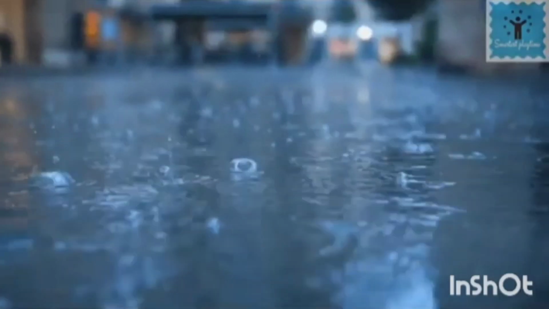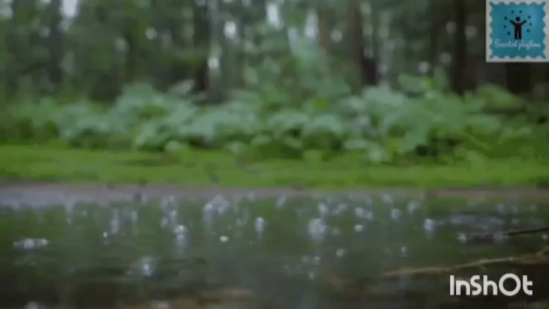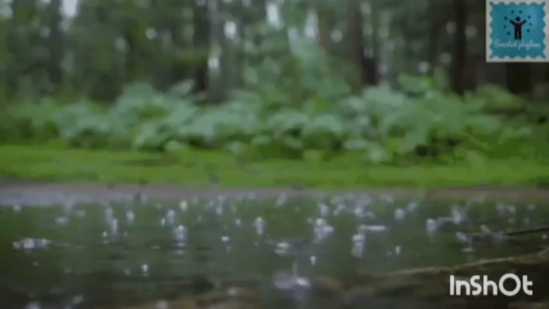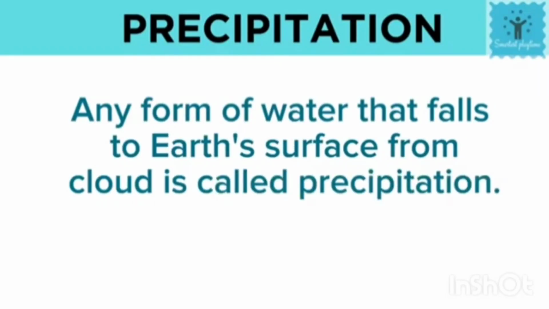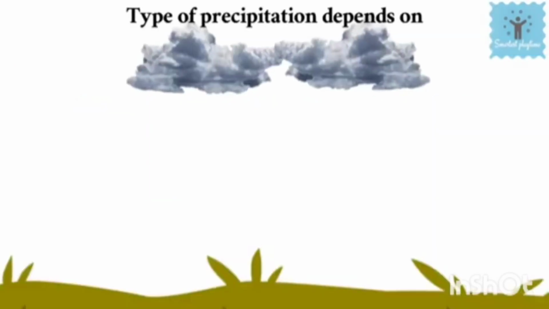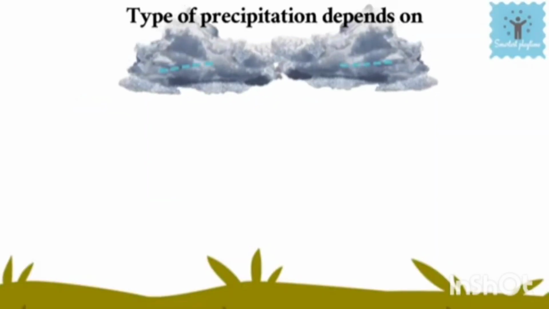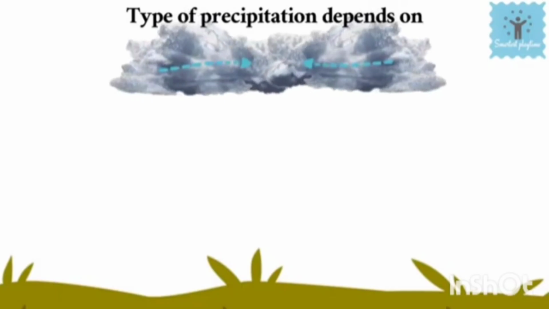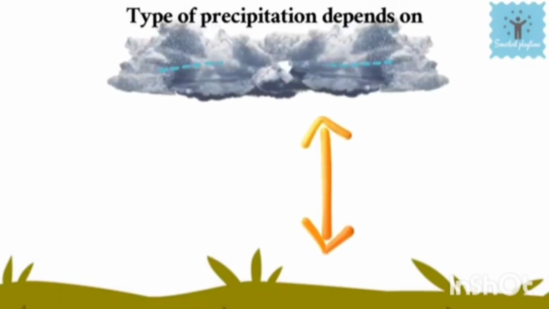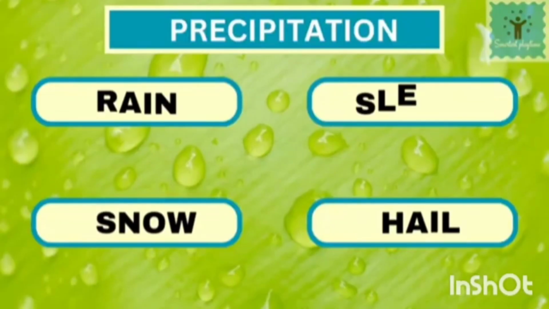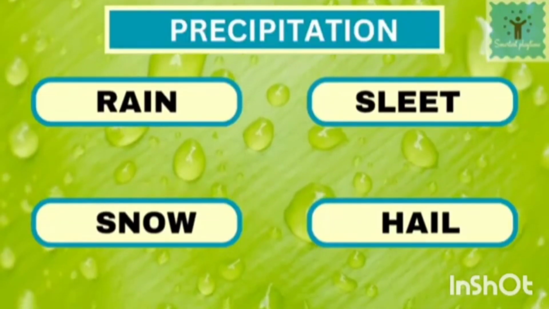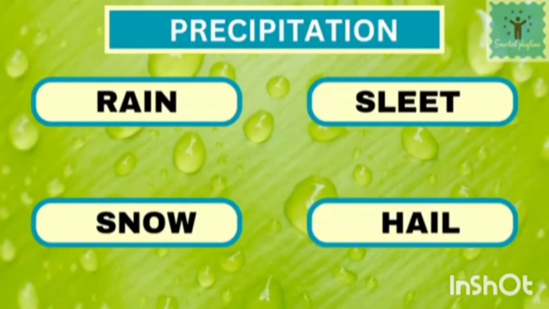We all enjoy rain, but have you ever wondered how this water falls on the earth and in what form? Any form of water that falls to the earth's surface from clouds is called precipitation. It occurs in different forms. The type of precipitation depends on both the conditions inside the clouds and the conditions of the air between the clouds and the ground. Precipitation normally occurs in four forms: rain, sleet, snow, and hail.